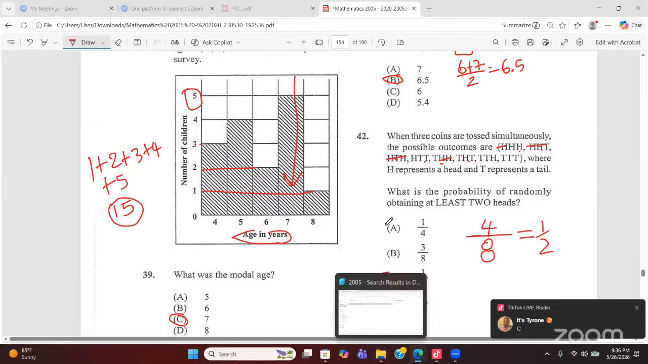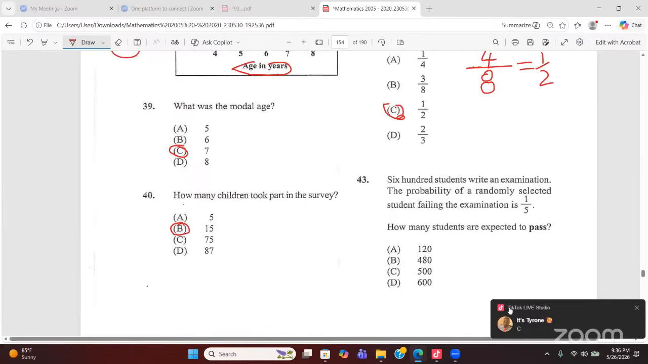All right, people. So 43 now. 43 says 600 students write an examination. The probability of randomly selecting a failing student is 1/5. So remember now, 600 we are dealing with. 600 we're dealing with right here.